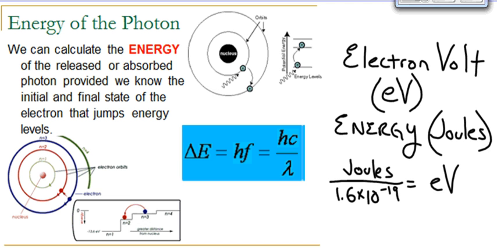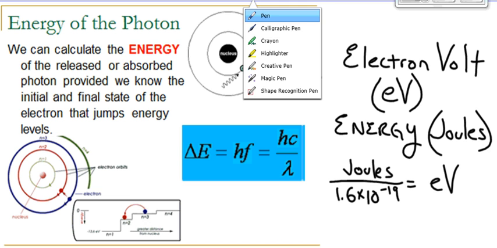Okay, so we can calculate the energy of the released or absorbed photon provided we know enough about the initial and final state of the electron that jumps energy levels. As long as we know what energy level it was and where it is going, in terms of what energy level it ends at, we can calculate everything about this wave that's going to happen, and we do so using this equation right here.